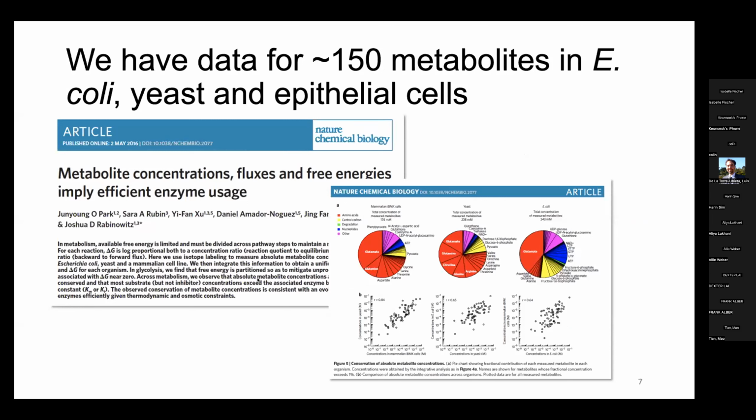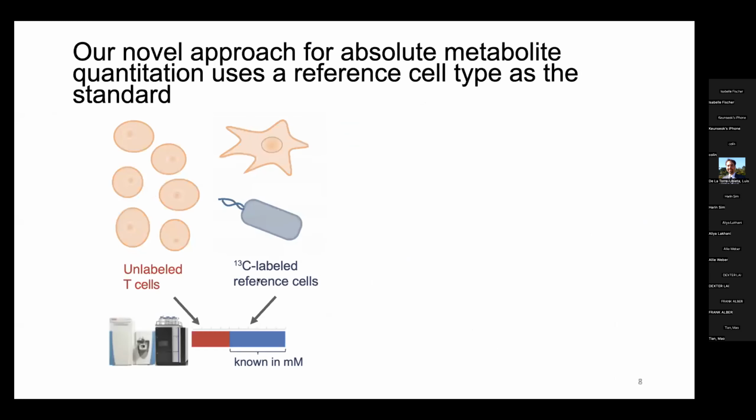Fortunately, we have data for about 150 metabolite concentrations in 3 model organisms, E. coli, yeast, and epithelial cells. This was very time consuming data to collect that Dr. Park and his colleagues worked on. But our plan is to use that data and use those cell types that we already have data in as the internal standard instead of fine chemical standards. So our new approach uses the reference cell type as the standard.